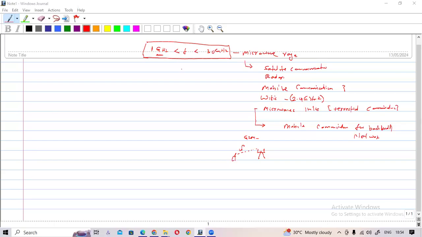Okay. So this is the microwave range, approximate range. Yes. Actually, currently we use fiber. In Sri Lanka, most mobile operators use fibers as their backbone network.